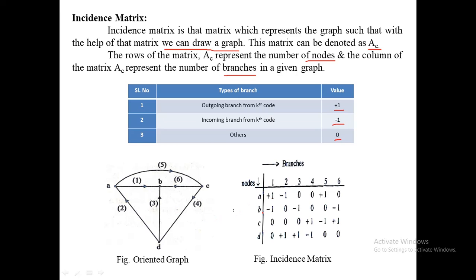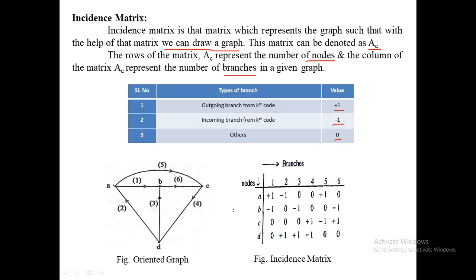We know that rows represent the nodes and columns represent the branches. We have to write the nodes A, B, C, D in the rows, and the 6 branches in the columns. Here the condition is to first consider node A. The condition is that an outgoing branch is represented as +1. This arrow is away from the node, that is, outgoing from this node. So we write outgoing branch as +1.